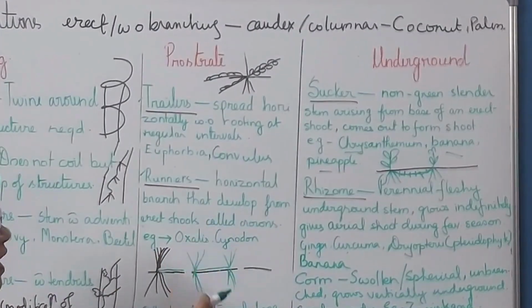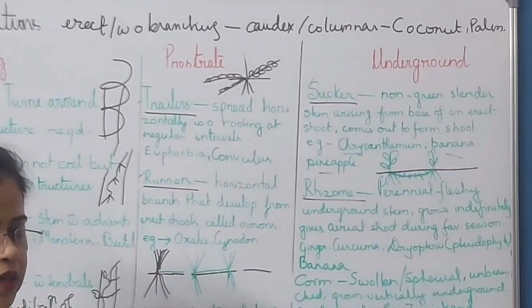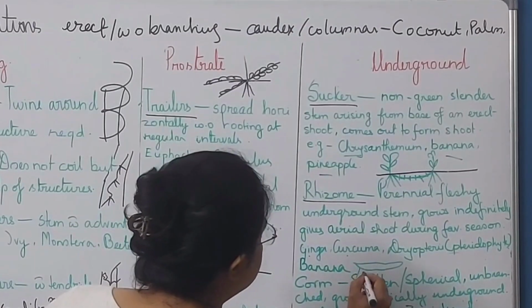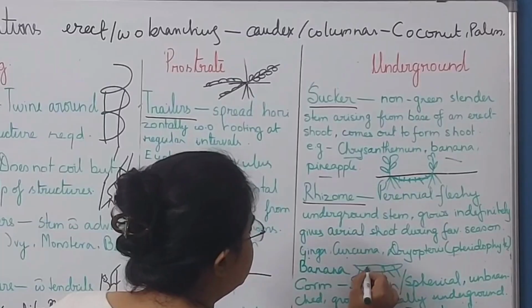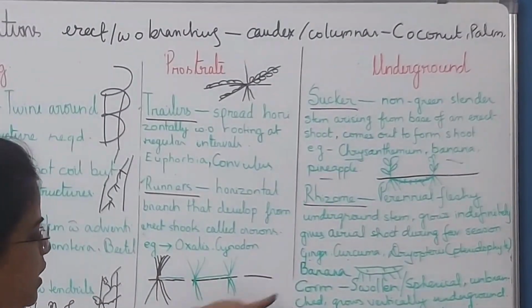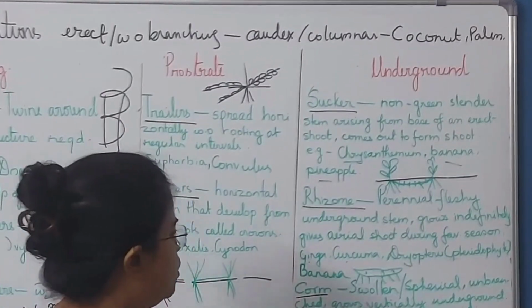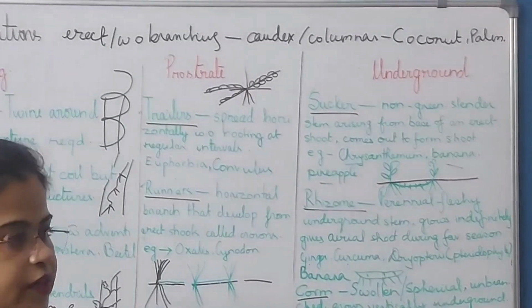Clear? Now this rhizome, it can either be straight या oblique या horizontal. और इनके underground, like this is the ginger, under surface से they give roots and they have these nodes and internodes. Okay? Next is corm. Corm is what? A swollen spherical unbranched stem that grows vertically.